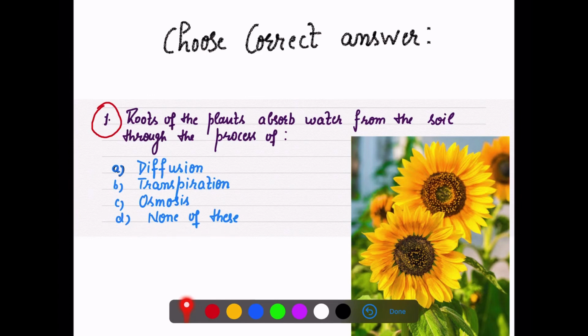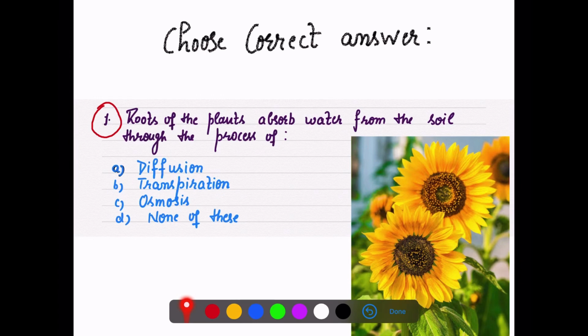Once again I am going to repeat the question. Roots of the plants absorb water from the soil through the process of, you have to give me the correct answer: diffusion, transpiration, osmosis, or none of these. You have 5 to 10 seconds to attempt this question. So read this and attempt this. I hope you have done it and written your answers correctly.